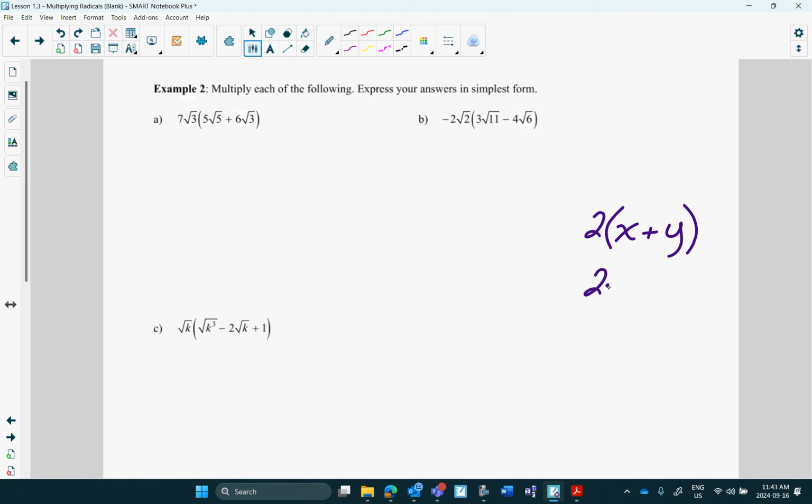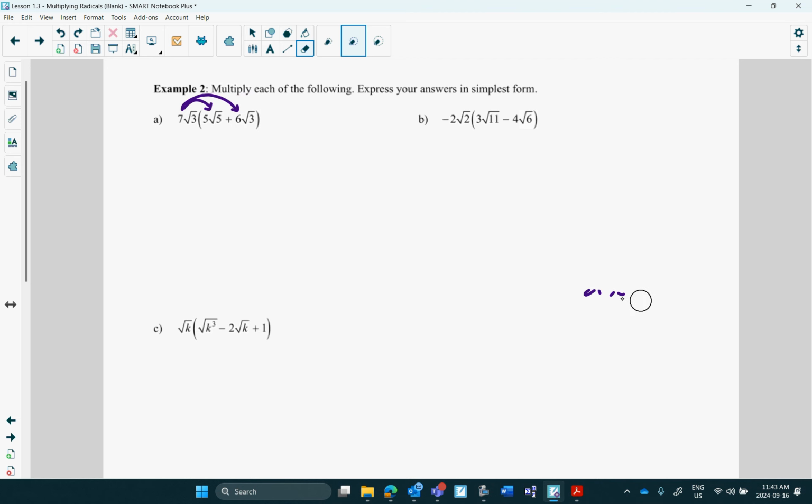So you're going to take the thing on the outside multiplied by every term inside. Same with radicals. So for this one, we're going to have to take 7 root 3 and multiply it by this, and then go back to 7 root 3 and multiply it by that. And then, just like we were doing after, we see if we can simplify anything. So what is 7 root 3 times 5 root 5? Right. Plus.